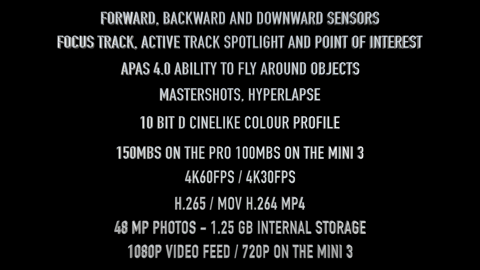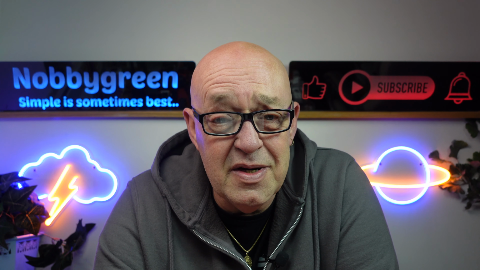150 megabits as opposed to 100 megabits on the Mini 3. 4K 60 frames per second as opposed to 4K 30 on the Mini 3. H.265 and MOV as opposed to H.264 and MP4 on the Mini 3. 48 megapixel photos, 1.25 gigabytes of internal storage, 1080p video feed as opposed to 720p on the Mini 3.